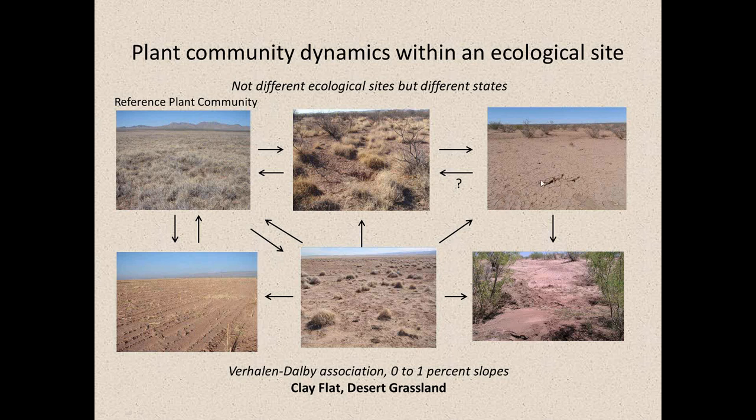And then you can eventually wipe out the tobosa and have a site with an abundance of bare ground, or you can have another area where there's a lot of active erosion going on, and it is highly unlikely that you can go from this picture all the way back to here. This is all the same climate zone, all the same soil morphology. These are Vertisols, Clay Flat Desert Grassland. You can see some of the cracks from the shrink and swell of the soil. So the ecological site description captures all these dynamics and explains what caused them, and whether you can realistically go back to another community.